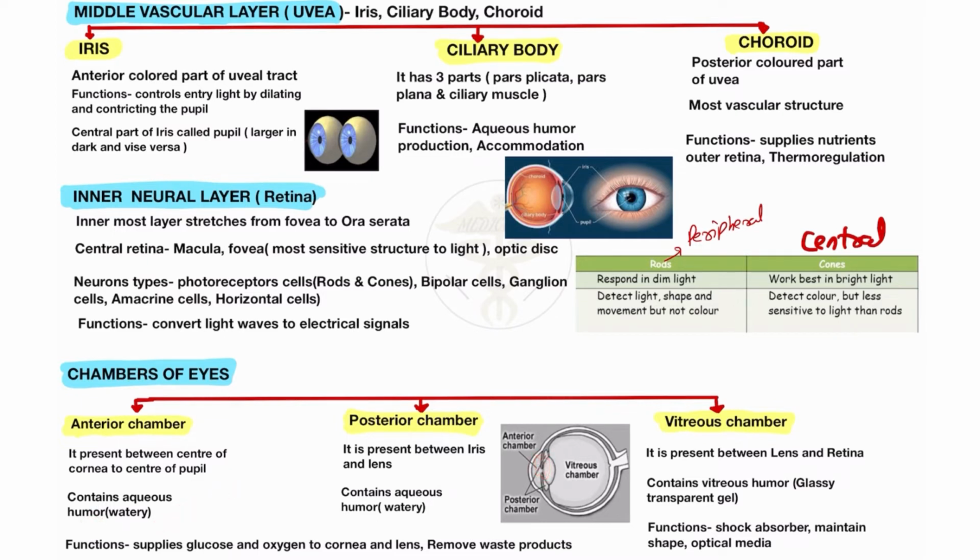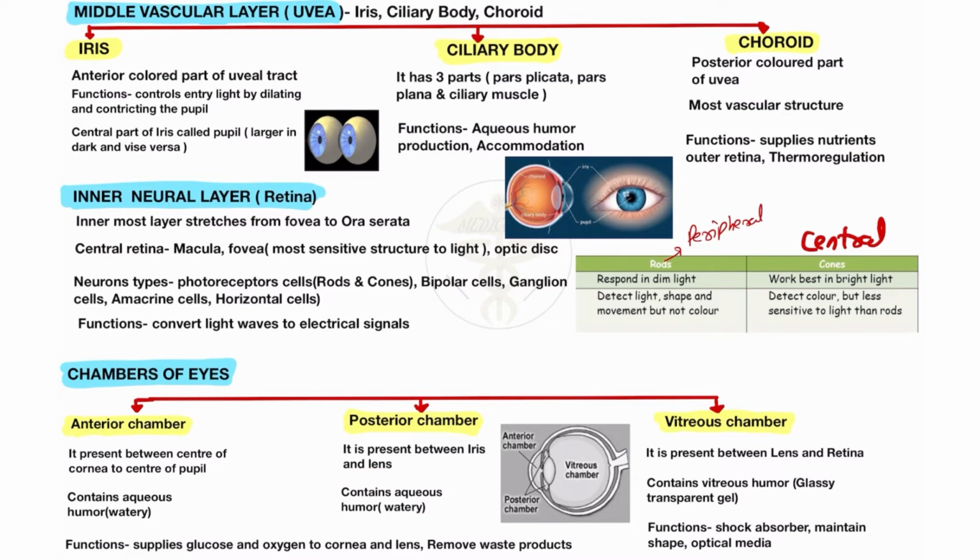Posterior chamber, this is the posterior chamber. It is present between the iris and the lens. This is the portion of the iris and this is the lens, so it is present between these. It also contains the aqueous humor, which has a watery appearance.